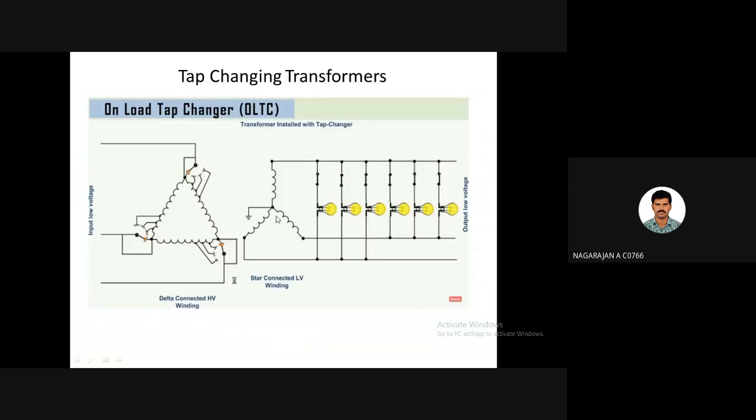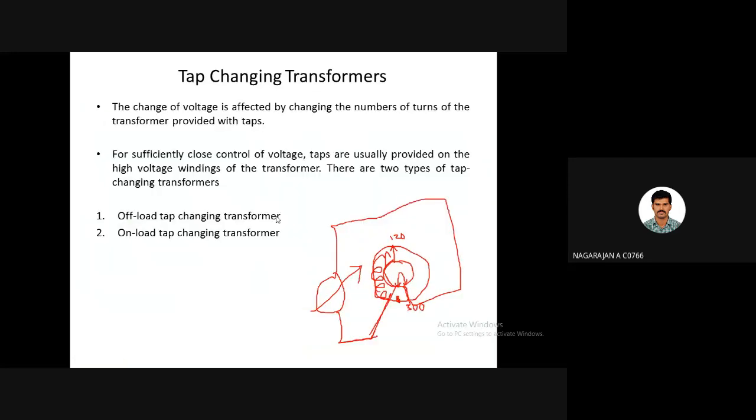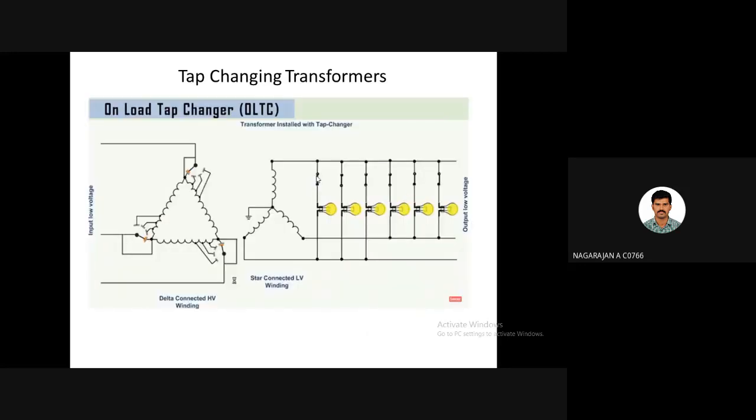So these conditions can be avoided by using tap changing transformers. Okay. So there are two types of tap changing transformers. One is off load tap changing transformer. Another one is on load tap changing transformer.